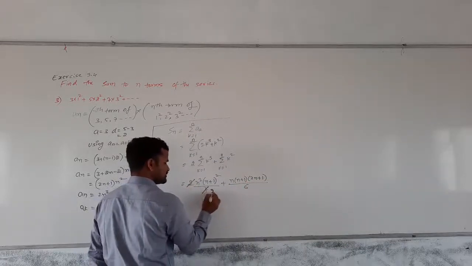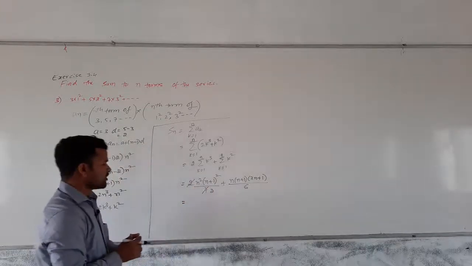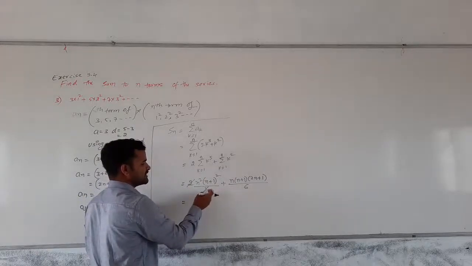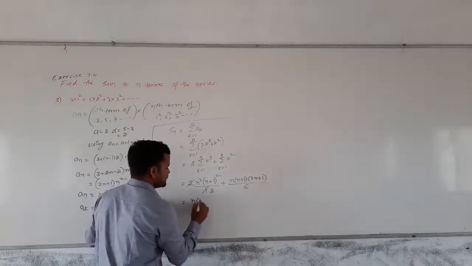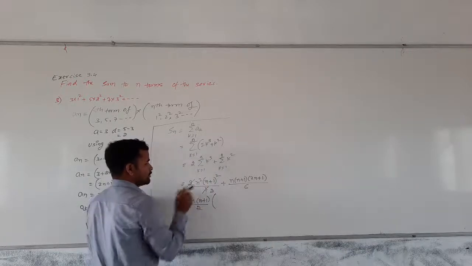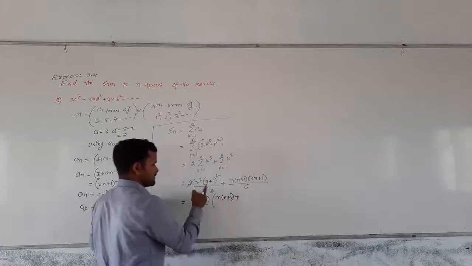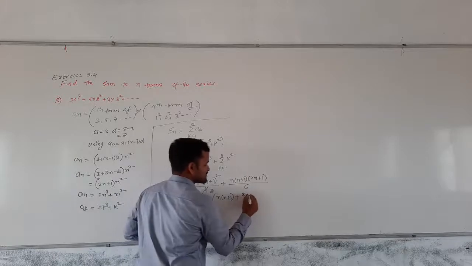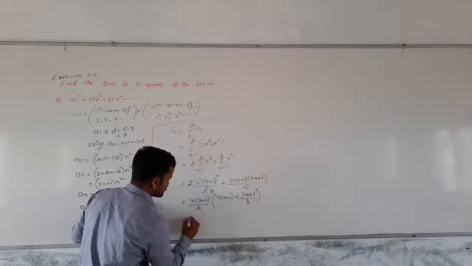2 1s are 2, 2 2s are 4, I can write. What is common from these two terms? Common is n into n plus 1 from the numerator, and from the denominator 2 I can take common. This is n into n plus 1 by 2 common from both the terms. Remaining you write n into n plus 1 here, and now here n into n plus 1 is outside, 2n plus 1 from the numerator and by 3 in the denominator.